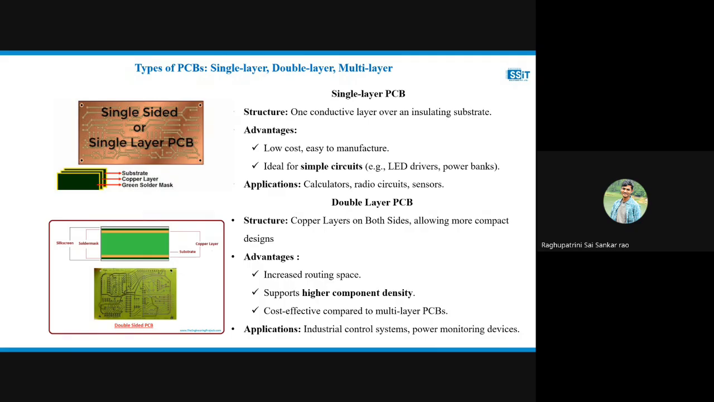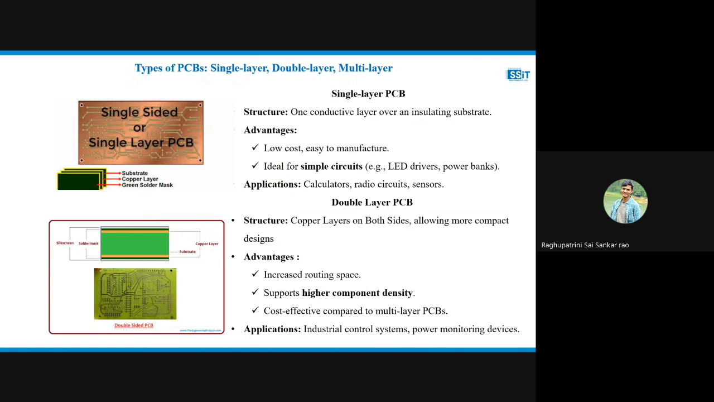Copper layers on both sides allow a more compact design. Within the same form factor of the PCB, we can use both sides to route and have more tracks within the same size, which helps reduce the PCB size by increasing the routing space, and supports higher component density within the same size. It is cost effective compared to a multi-layer PCB, but it is a little bit costlier than the single layer PCB.